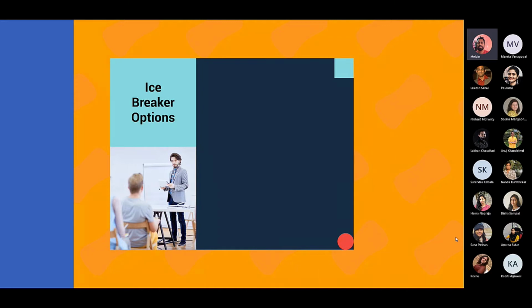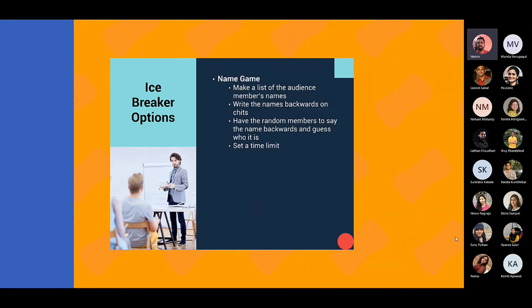Let's go into some of the options for icebreakers. First we have the name game. What happens here is we make a list of the audience members' names. It will be helpful if you can do this before the speech itself, because you know who is going to come in for the speech. So you make a list of all their names.